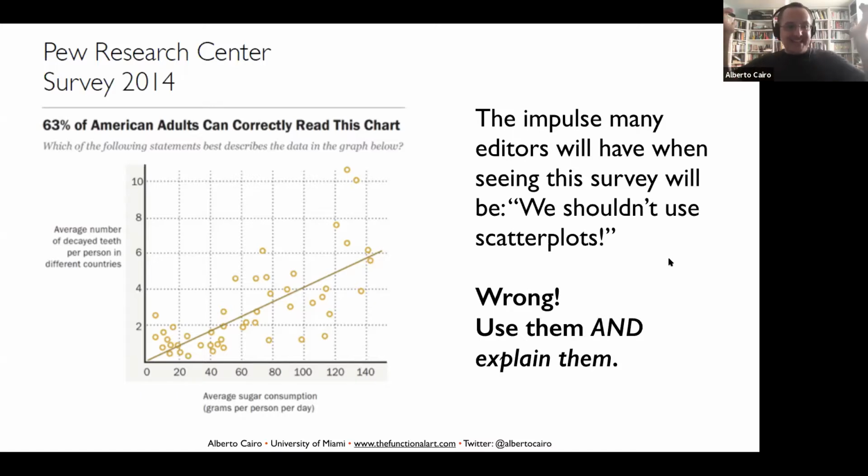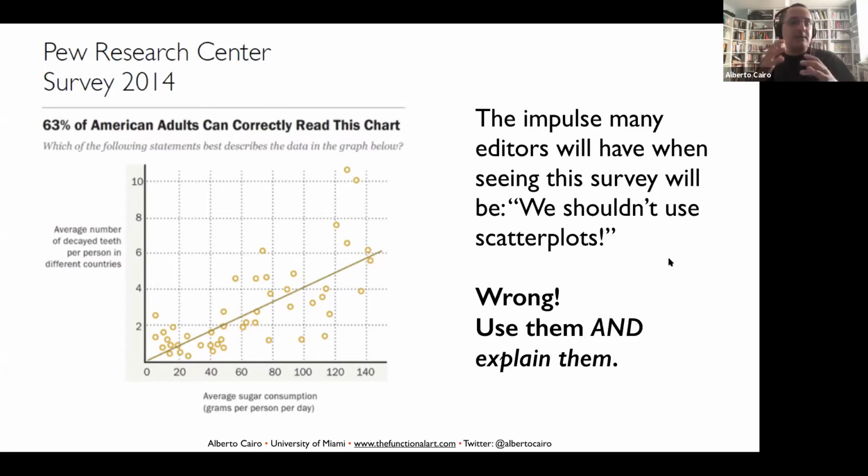I said, this is great news, because, coming from the world of journalism, I know that if I could go back in time 20 years, that percentage, 63% of people who can read a scatter plot at the grammatical level, would be much lower, because scatter plots 20 years ago were nowhere to be seen in news media. Therefore, people were not used to seeing them, right?